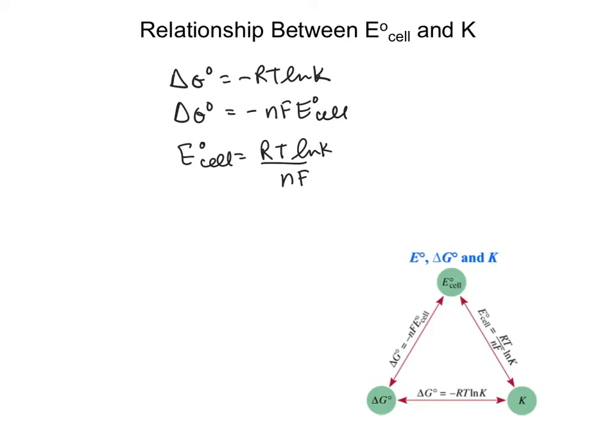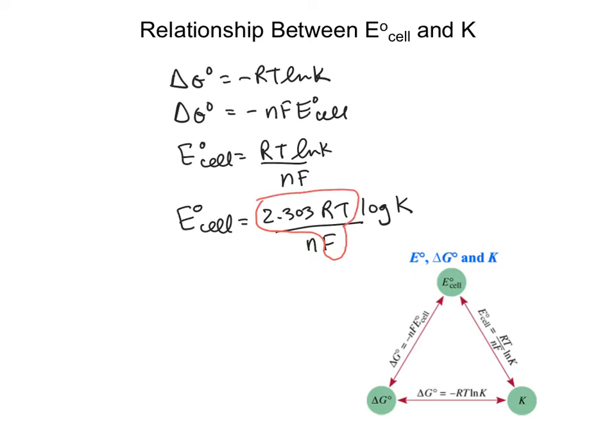All right, now if you want to put this in base 10 log, E cell will be 2.303 RT base 10 logarithm of K divided by NF. Now the next step is to take all of these constants right there. So what is this? You have 2.303 times 8.314 joules per mole Kelvin, 25 degrees C, so this is 298 for the standard temperature. Faraday's constant, 9.65 times 10 to the 4th coulombs per mole of electrons. Put that all together, and you have a new number.